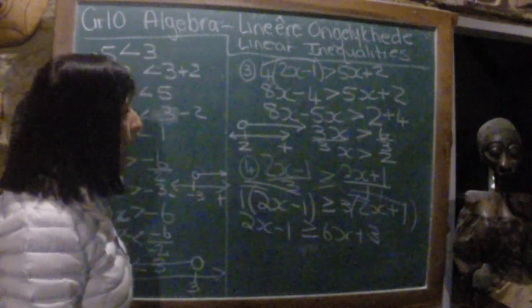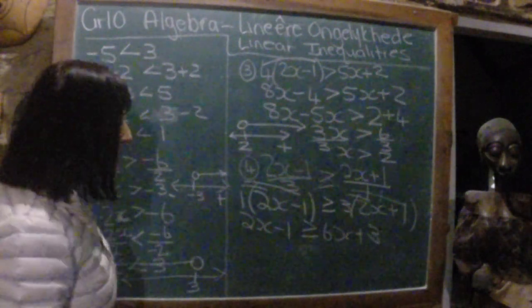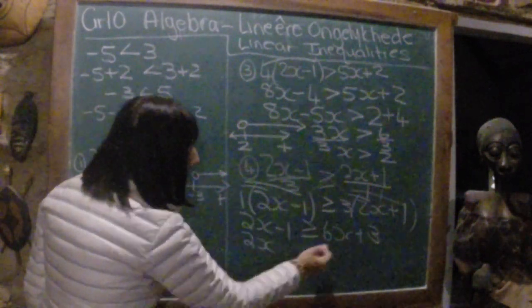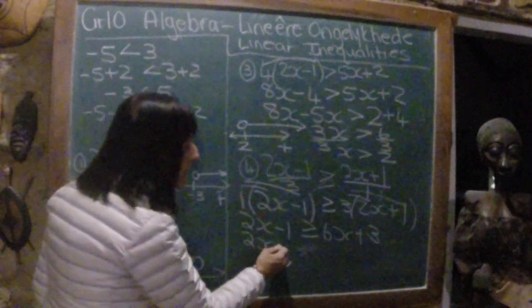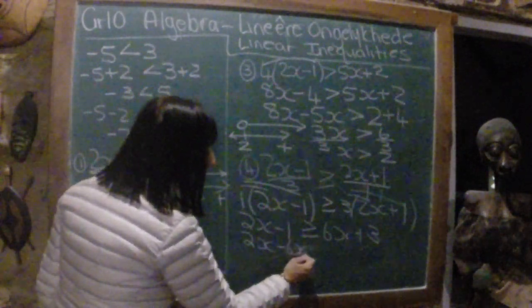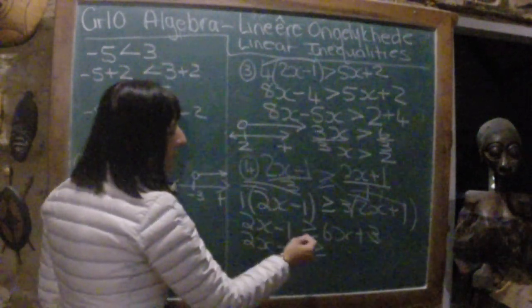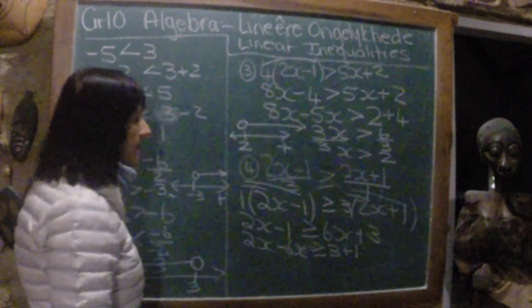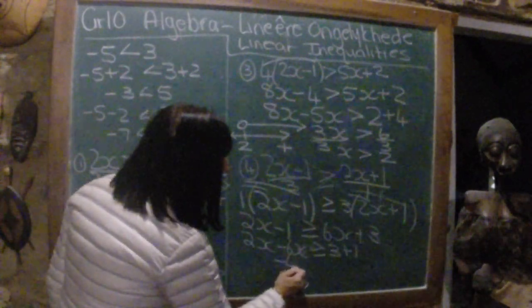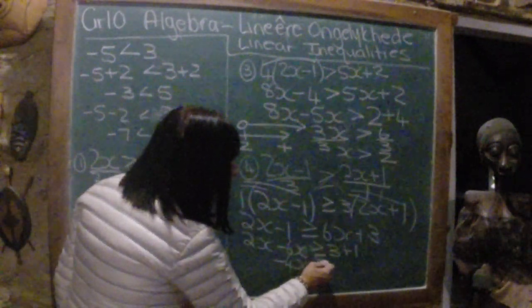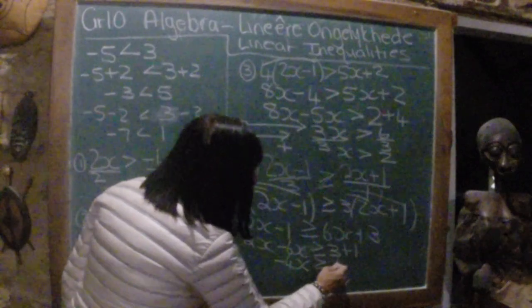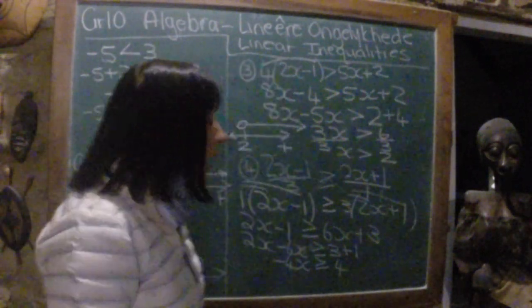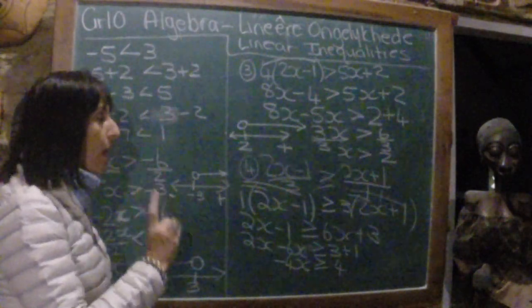Distributive law. I'm going to get my x's alone on the one side. So I bring the 6 to the other side, it becomes a minus. Take the 1 to the other side, it becomes a plus. So minus 4x greater or equal to 4. Now, to get the x alone, I'm going to divide by minus 4.